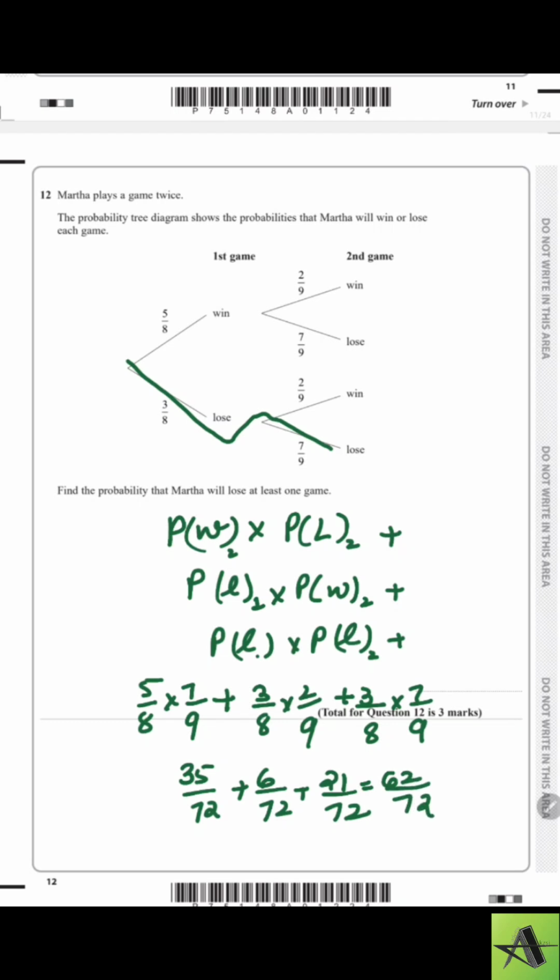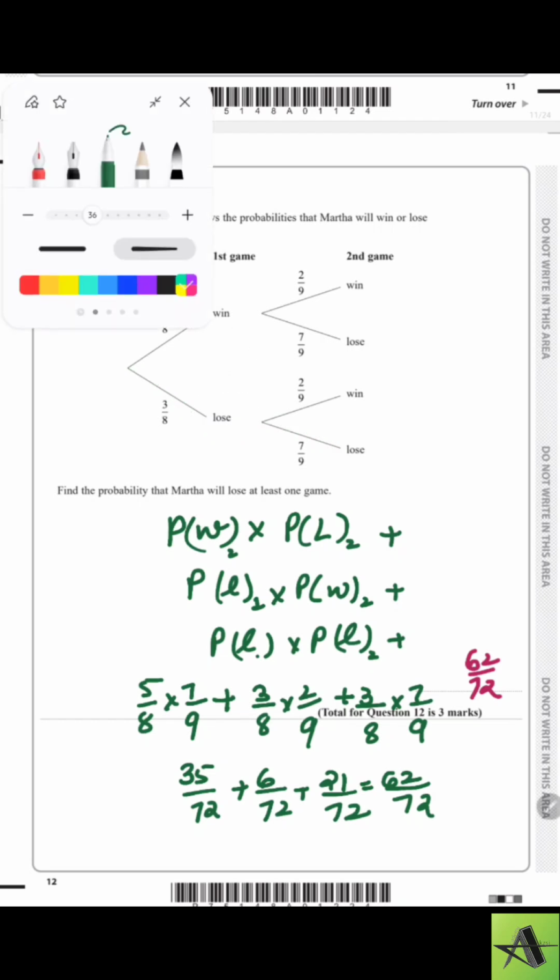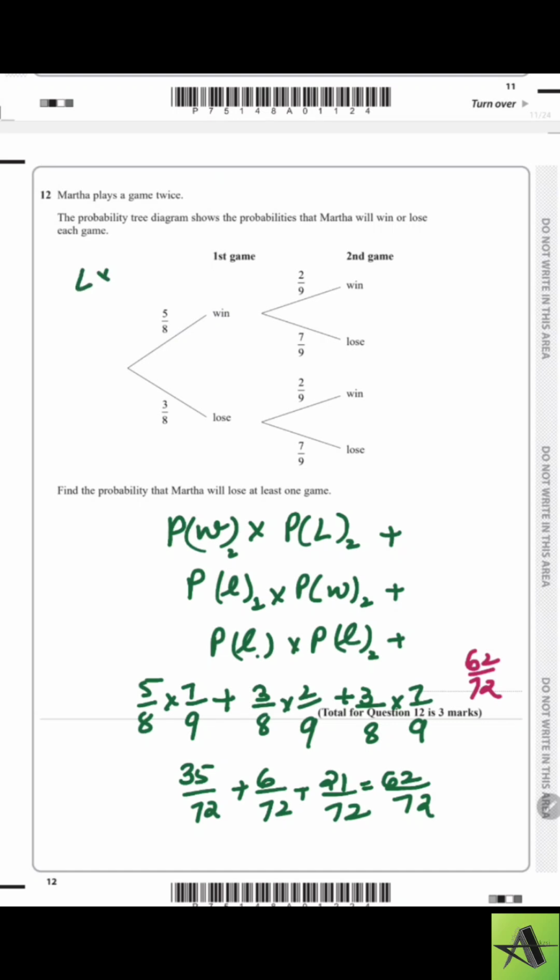There's one more way by which you can calculate this as well. There's an alternative method, which I think is much simpler comparatively. Total all possible outcomes: she will win first, lose second; lose first, win second; win first, lose second; win both and lose both. We have added these three up together and got the answer.